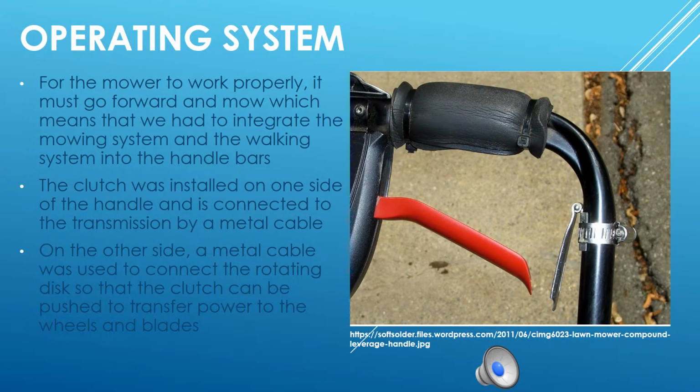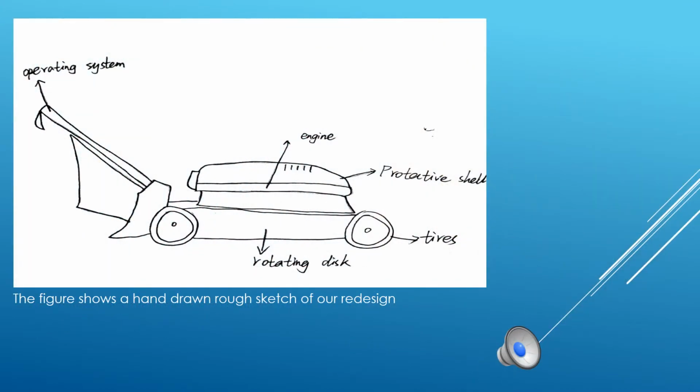The operating system was a vital part to the redesign because, in order for the mower to work properly, it had to function properly. So, what we did was we had to integrate the moving system and the working system into the handlebars, where the clutch was installed on one side of the handle and was connected to the transmission by a metal cable. On the other side, a metal cable was used to connect the rotating disc so that the clutch can be pushed to transfer the power to the wheels and blades. The figure shows a hand-drawn rough sketch of our redesigned lawnmower.